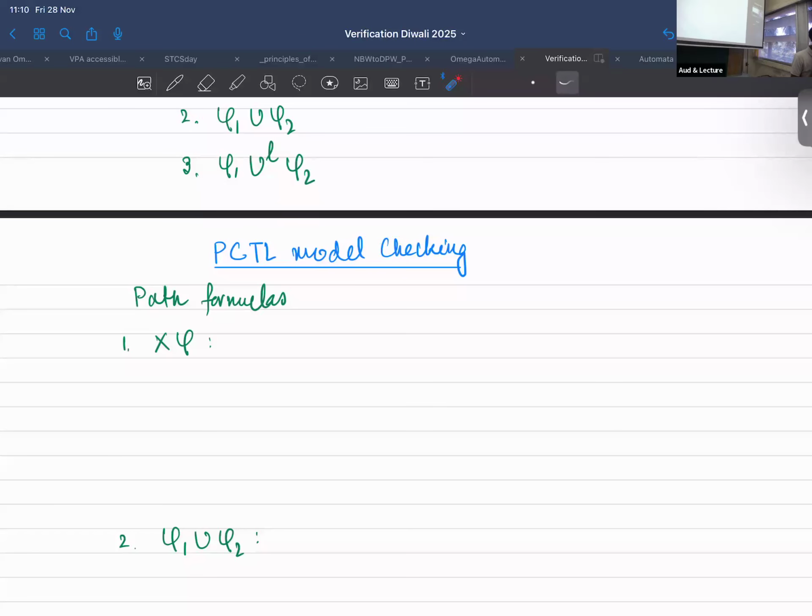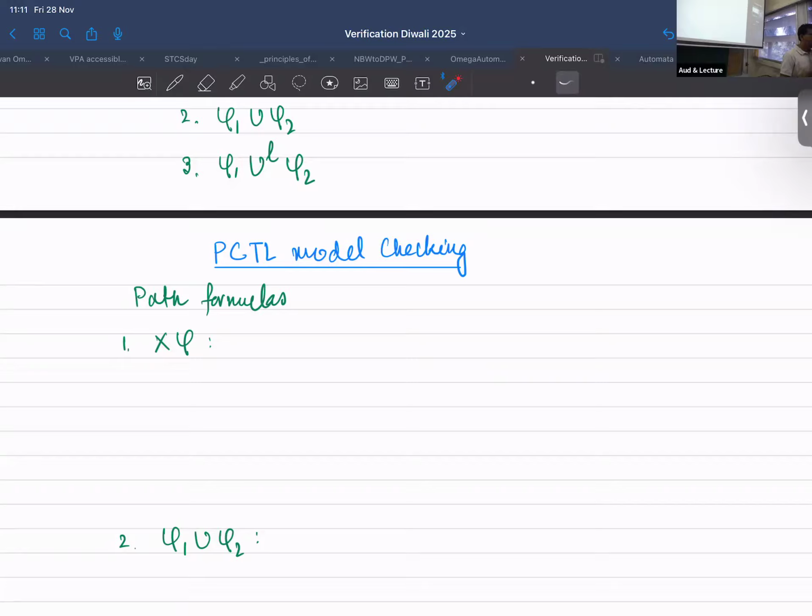Indeed, there are formulas in PCTL for which no equivalent formula exists in CTL, and vice versa. I'll not go through all the proofs, but maybe I'll give some examples and point to the places where you can find the remaining details.